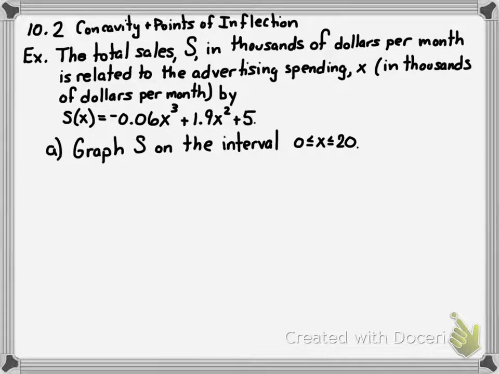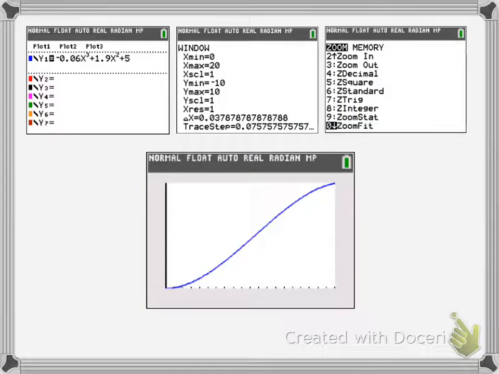Now, the first part of this example, we are asked to graph S on the interval from 0 up to 20. And so the way that we're going to do that is I have some screenshots of a graphing calculator, and in this first screenshot up here, we have our function typed in, and I would encourage you to take a look at this at home and make sure you have your graphing calculator, type it into your graphing calculator. And we are told that we want to have the x values between 0 and 20, so our x minimum is 0 and our x maximum is 20.